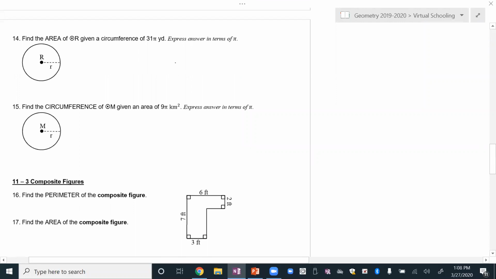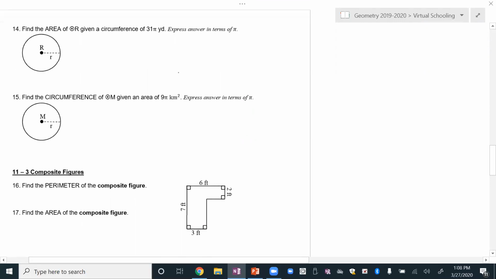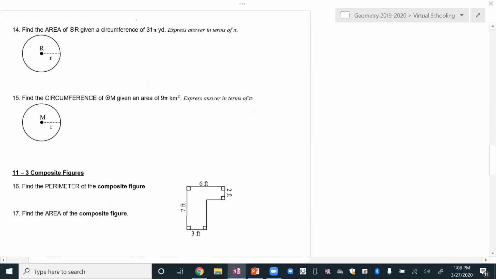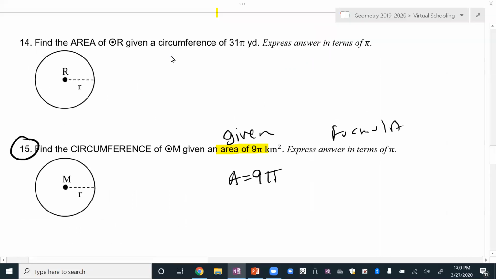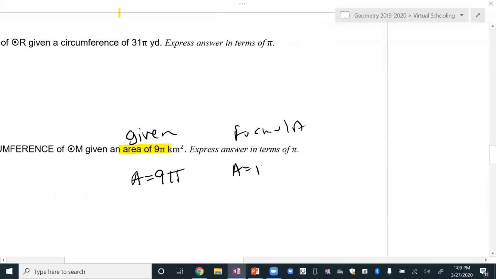the circles and area and circumference. So let's say you're given an area, like these two types of problems. They're giving you the area, and then they give you the circumference and so forth. So for number 15, when you're given the area of 9 pi, always understand what you're given. So area is equal to 9 pi, and that's what you're given. And then the formula that you have to work with, for area, is pi r squared.